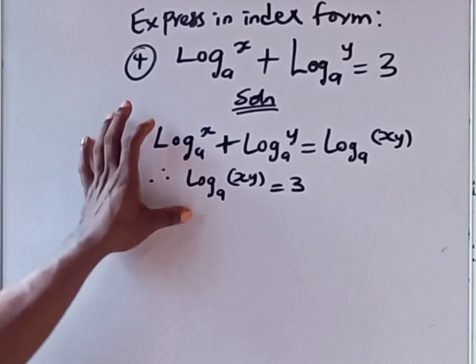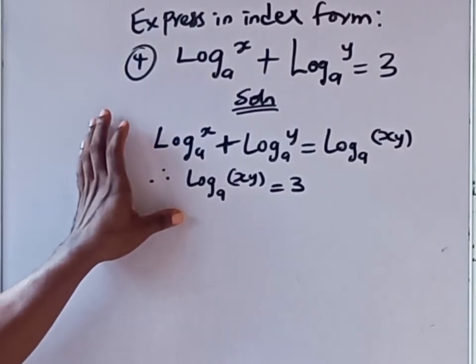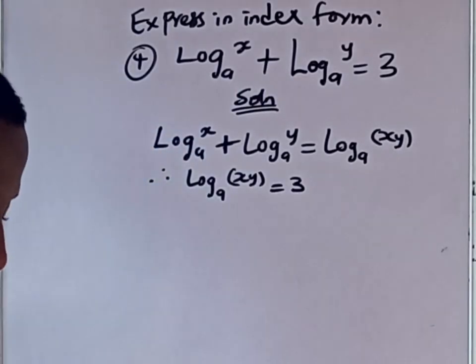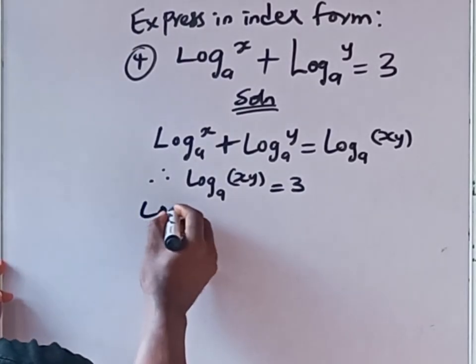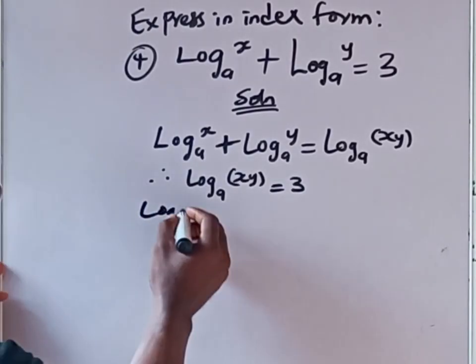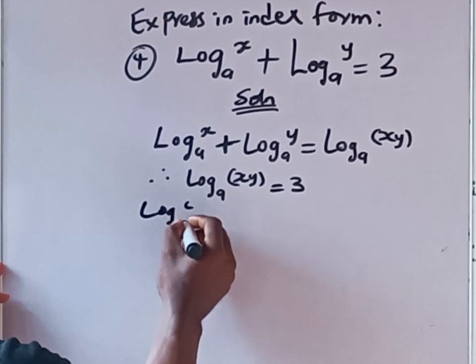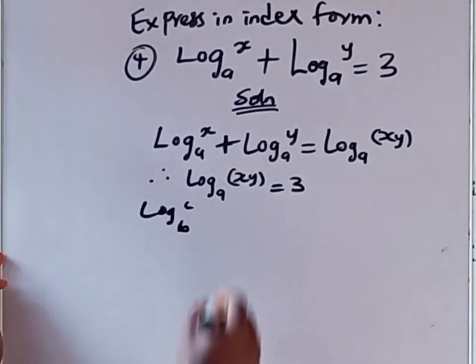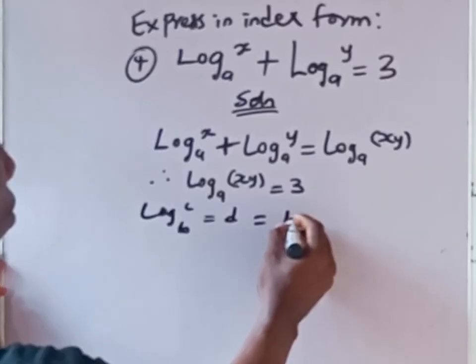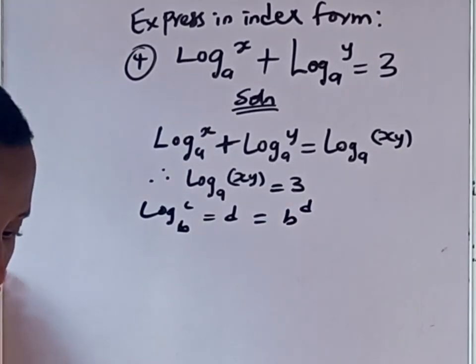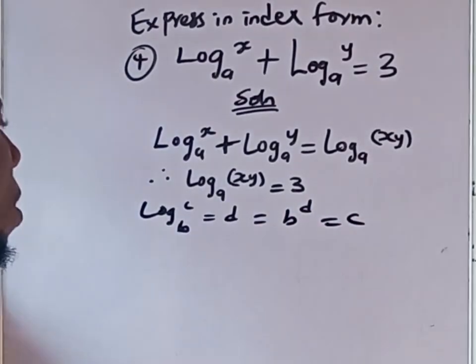So now that we have this, we are going to convert this equation to exponential form. So in doing that, we are going to say since log b of c is equal to d, which is equal to b to the power of d is equal to c. All right.